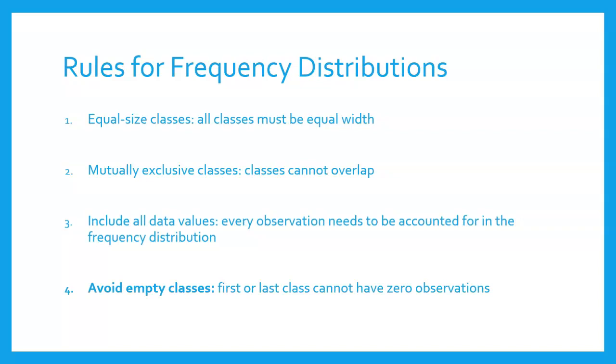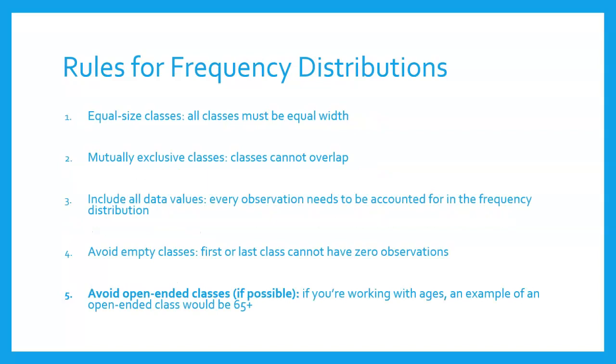You need to avoid empty classes. So the first class and the last class cannot have 0 observations in it. It cannot have a 0 frequency. Now, if you have an empty class somewhere in the middle, that's okay, because that's going to explain our data in a certain way. But we can't have ones at the lowest or the highest classes.